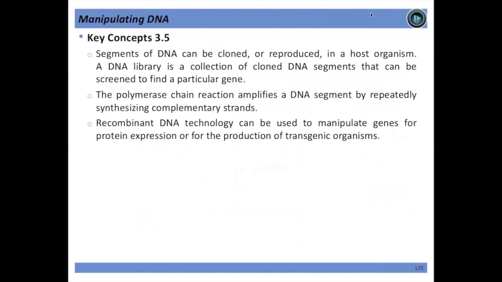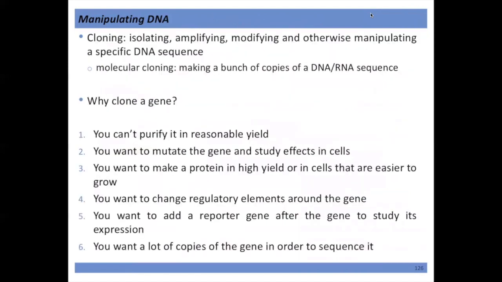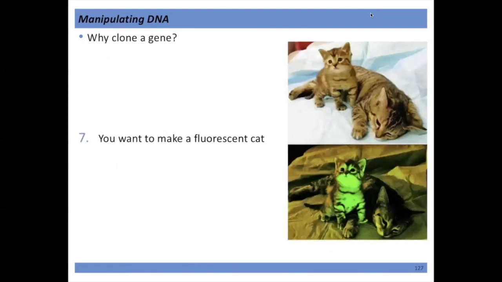And we can manipulate DNA. I'm going to go through this really quick and tell you the high points. You can read this as well as I can, but why would you want to clone a gene? Cloning is actually isolating, amplifying, and modifying, or essentially manipulating the DNA sequence. So you want a bunch of this DNA to study or to put into some other organism. And so here are 6 reasons to clone a gene. But the 7th, I think, is the best: you want to make a fluorescent cat.